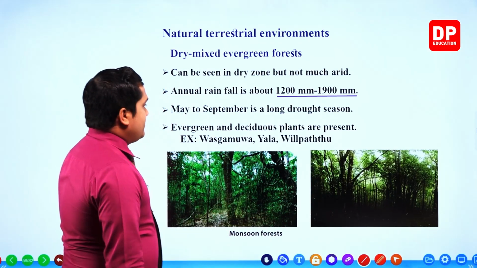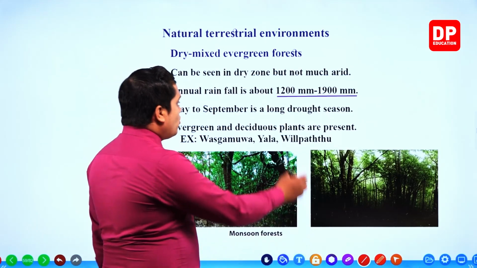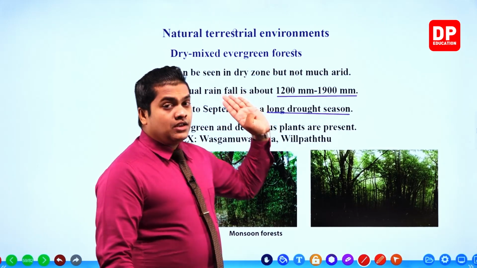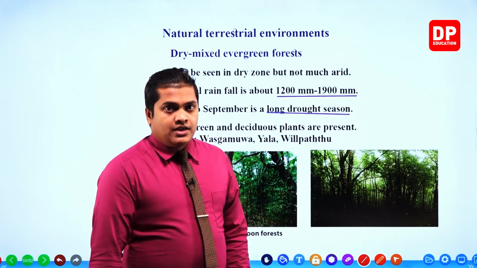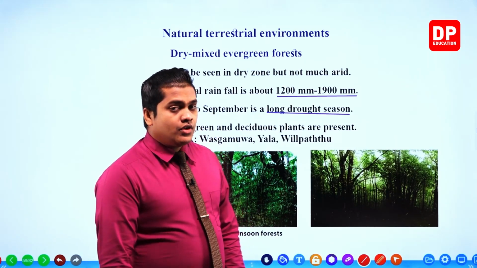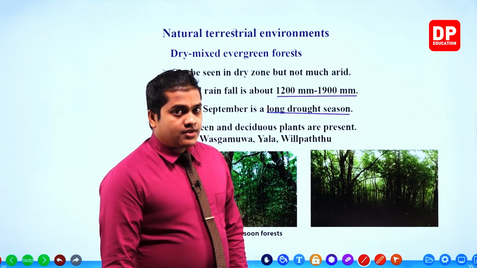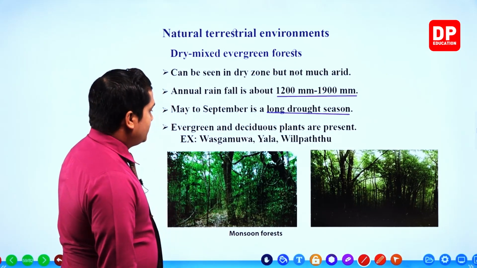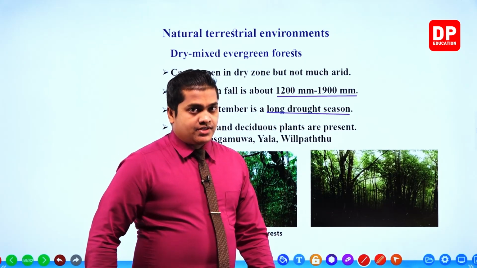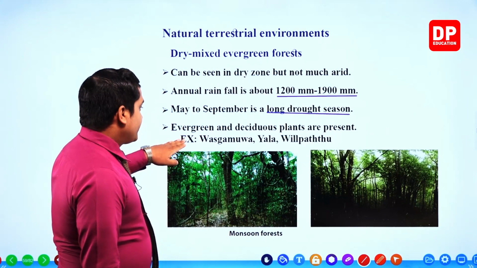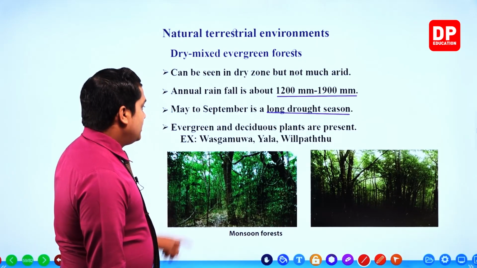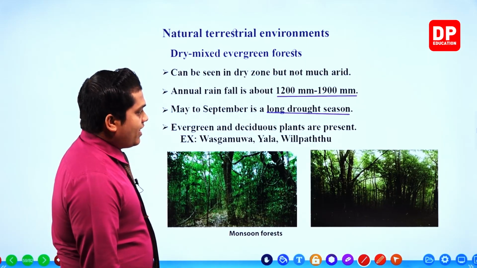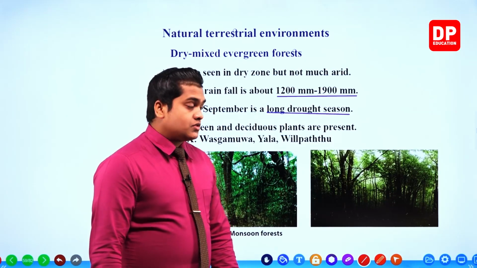Then the next one, May to September is a long drought season. This is a long drought season for these dry mixed evergreen forests. Then the next one given, evergreen and deciduous plants are present. Then you are given examples: Wasgamuwa, Yala and Wilpattu, right? I think you have heard about Wilpattu and Yala and also Wasgamuwa too.